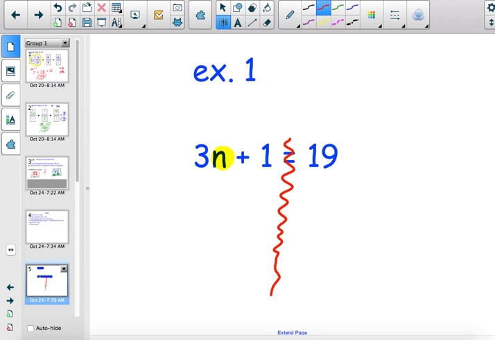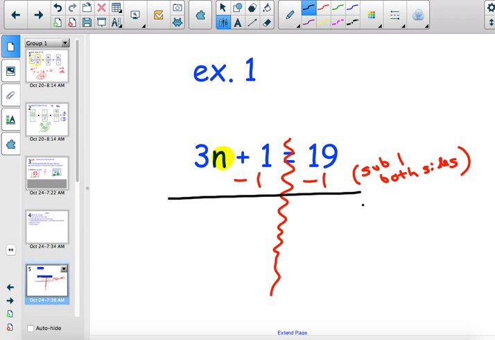Alright, the next step is undo adding and subtracting. So what's the opposite of plus 1? Minus 1 on both sides. I'm going to put sub for subtract. Sub 1 both sides. Alright, we're subtracting 1 on both sides. Whenever you add or subtract, you want to clean it up.